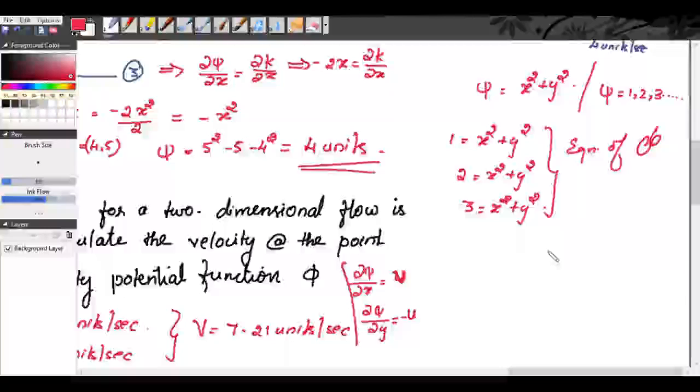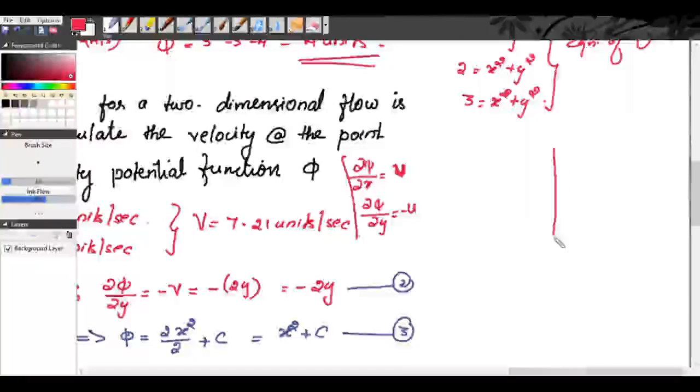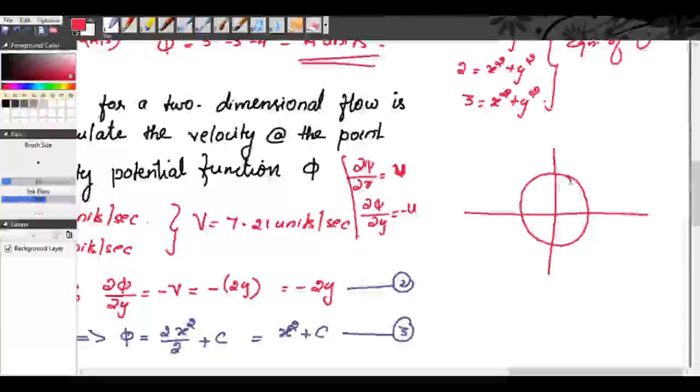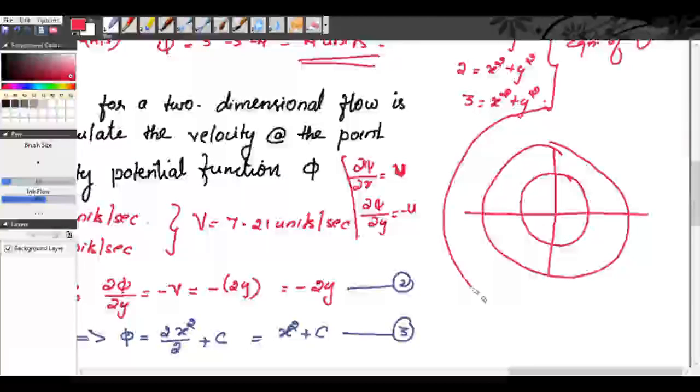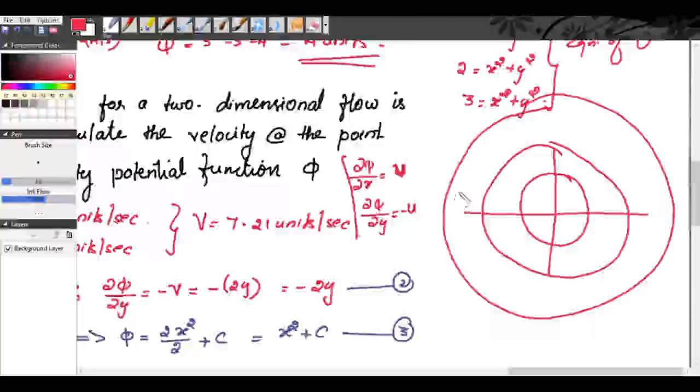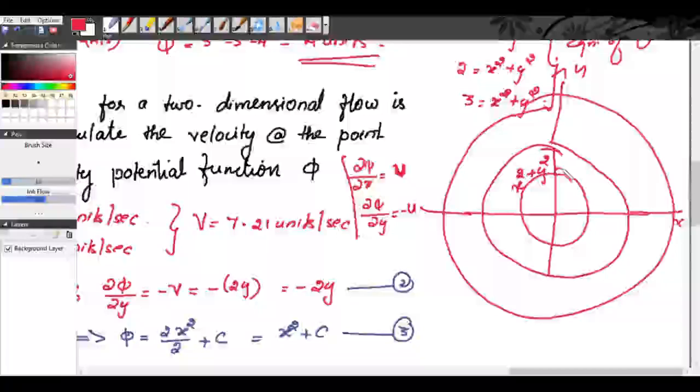So when we draw these streamlines, we will have concentric circles. This is our x direction and this is our y direction. So for the concentric circles, the equations of the circle are x square plus y square is equal to 1, x square plus y square is equal to 2, x square plus y square is equal to 3, and so on. It goes on like that.